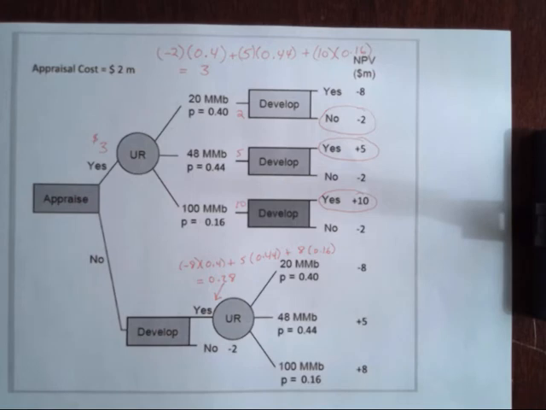after that circle there. So in this case here, this is the average value that we expect to get if we do not do the appraisal. We will get roughly a value of 0.28 million.